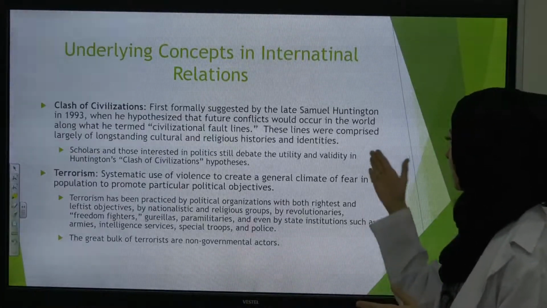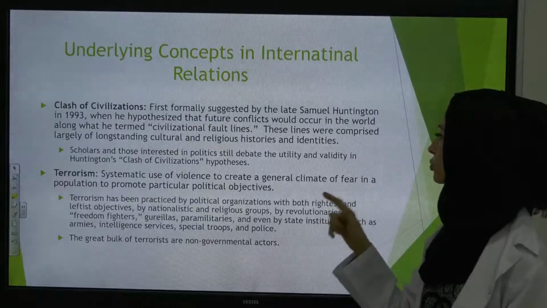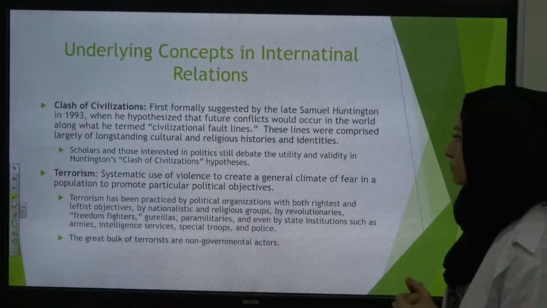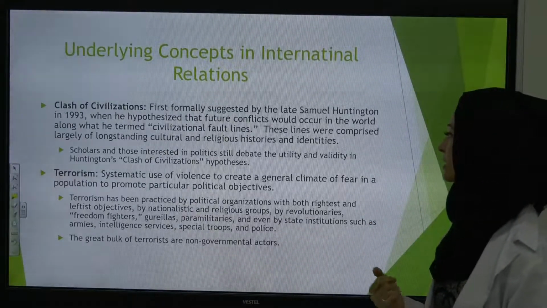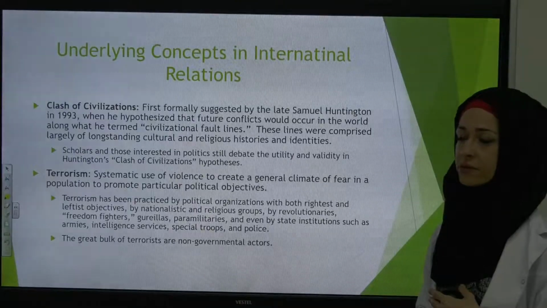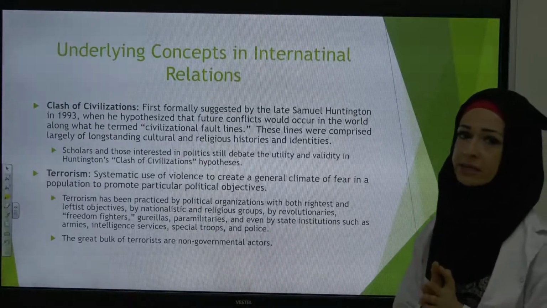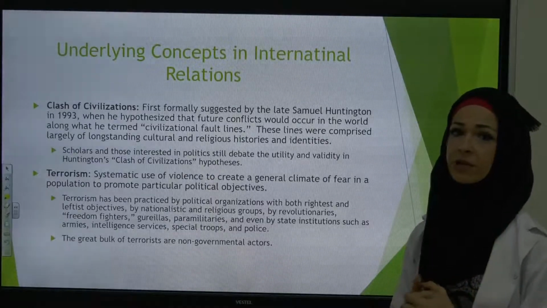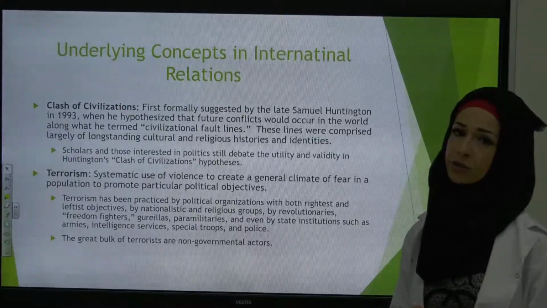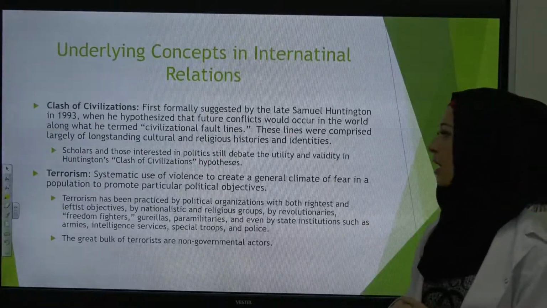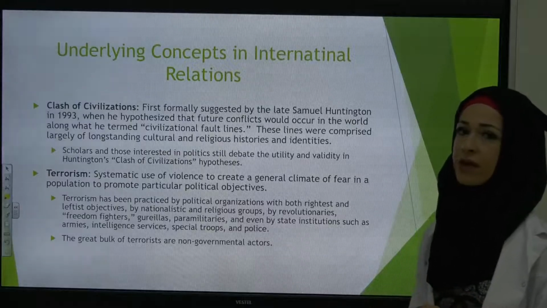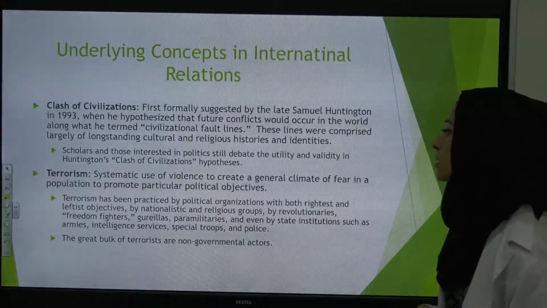These lines were comprised largely of long-standing cultural and religious histories and identities that he believes would create war. Now, scholars and those interested in politics still debate the utility and validity of Huntington's clash of civilizations hypothesis. And theorists argue either for the idea of the clash of civilizations or against. Now, with the events of September 11, 2001, it really bolstered his position. He became very renowned after the events of 9/11.